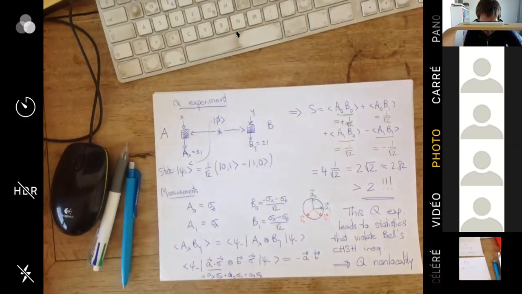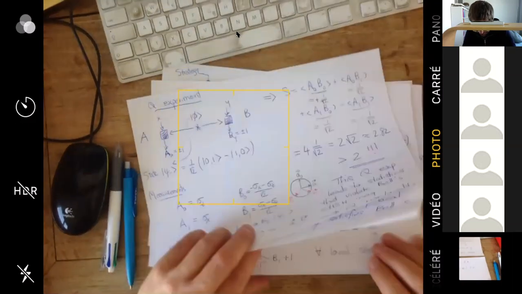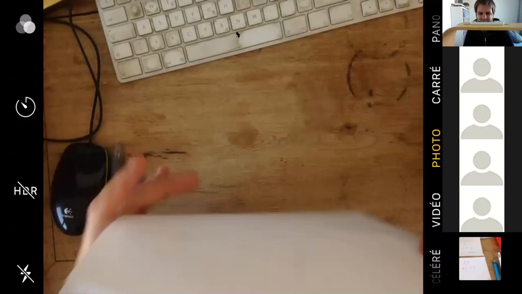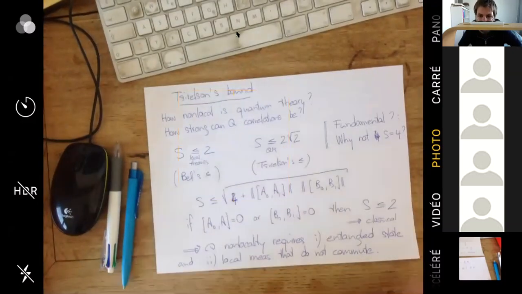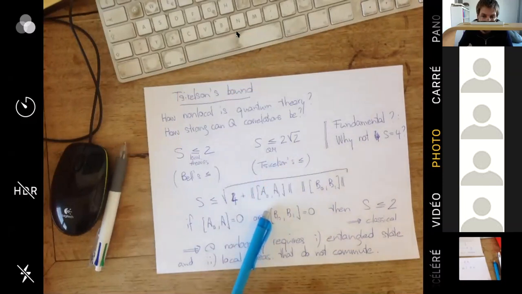You wrote an inequality just under fundamental question. You wrote S is smaller than square root of 4 plus stuff. Yeah, I was wondering why did you write this inequality? So which inequality? This one? If S is smaller or equal than square root of 4 plus the norm of the commutator of A0, A1. Ah, okay, yes. This inequality is not obvious to me. No, it is not obvious.